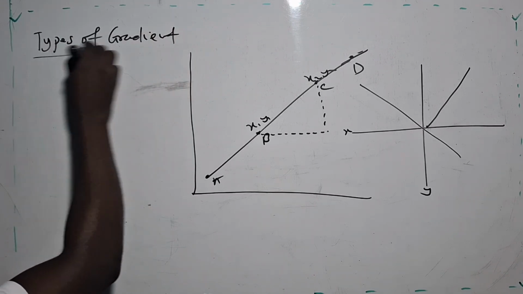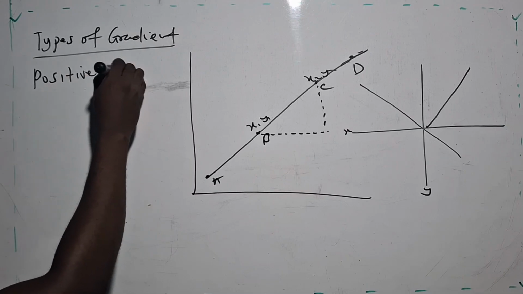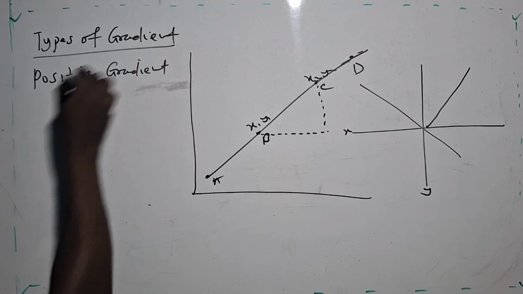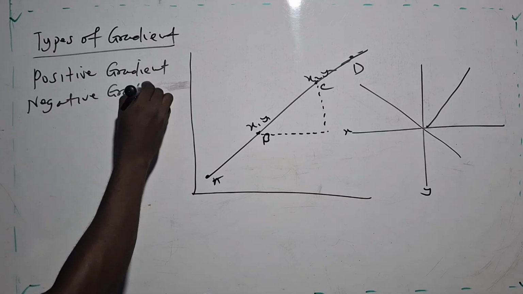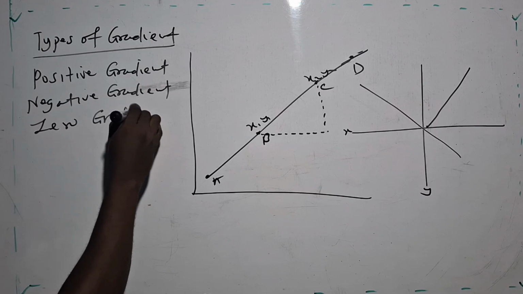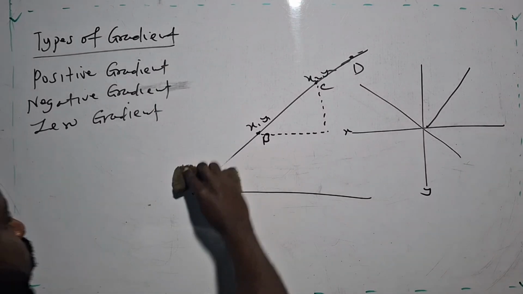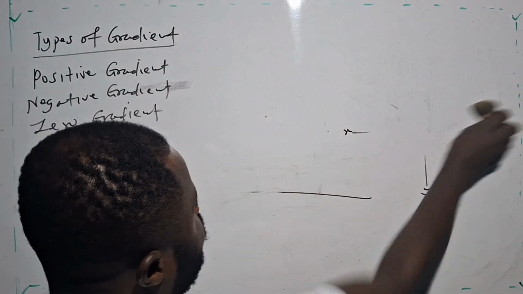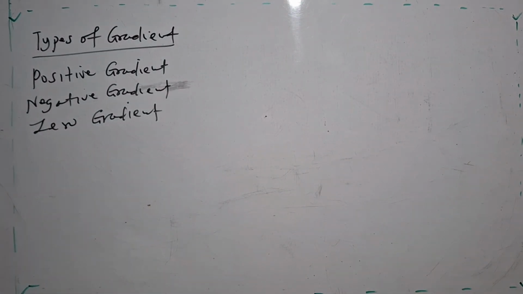Types of gradient. So we have positive gradient. We have negative gradient. Then we can have our zero gradient. In this lesson, we are going to focus on only these three using your linear graph. Now, why am I saying that? The line you are going to get in your graph will determine the type of gradient.